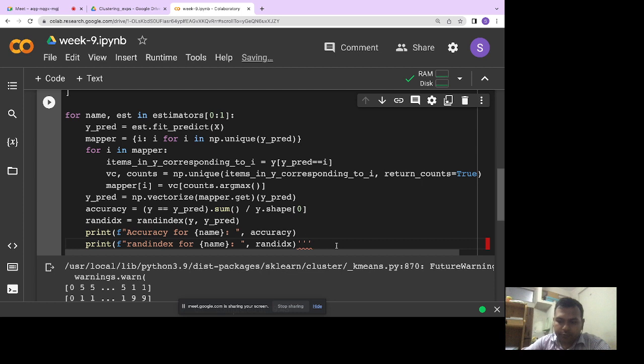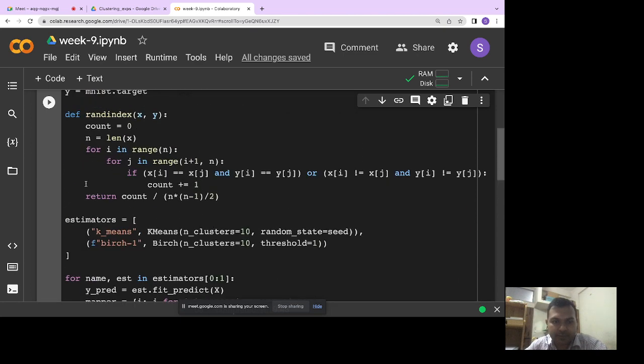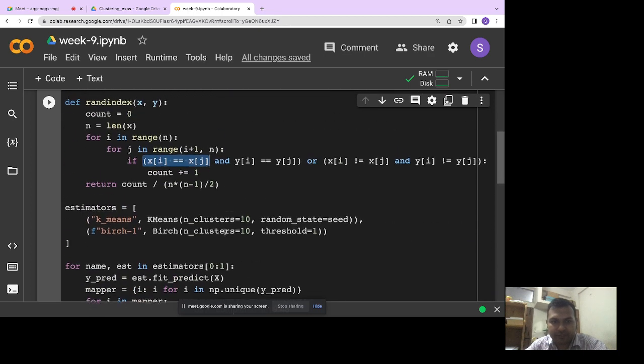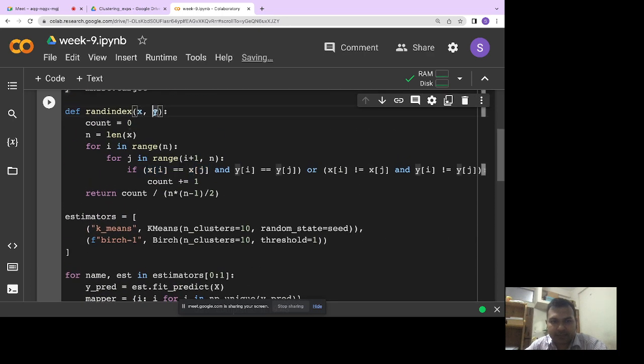Now finally coming to rand index. Rand index is actually much simpler. You take y and y pred and go to this particular code. You start with a count of 0, take the total number of elements, and then check all the pairs of elements. Remember, rand index takes in y and y pred. The first one is the target and the other is the actual prediction.